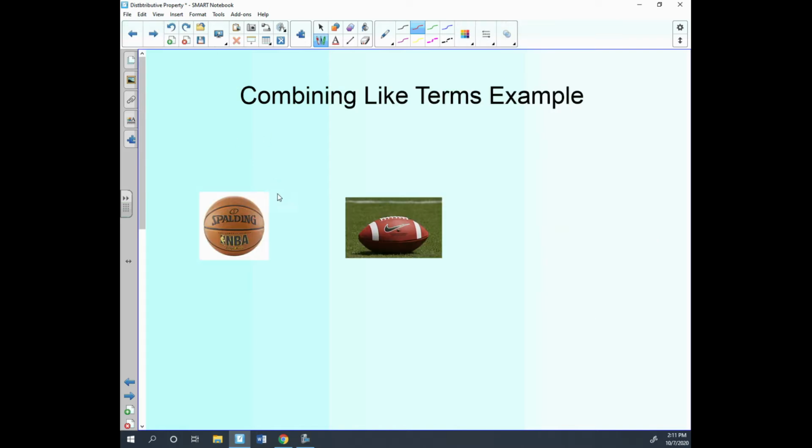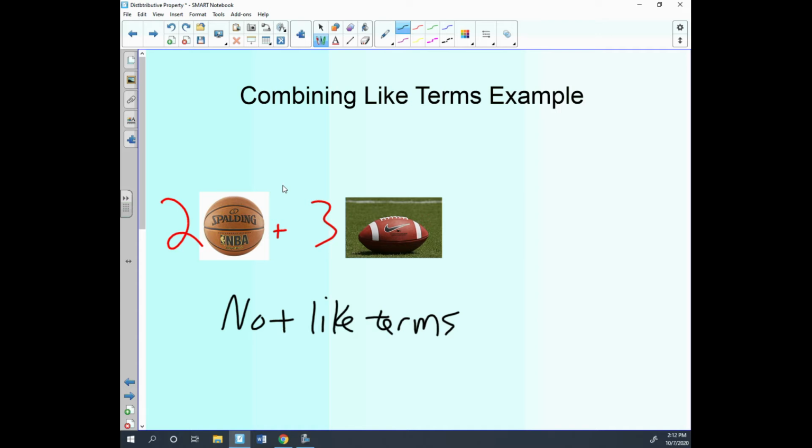So let's take a look at a couple problems. I like to think of it as an example of something like this. If I had 2 basketballs, so just pretend this is 2 basketballs, and I had 3 footballs. Right now, do I have 5 basketballs? No, I have 2 of them, right? And do I have 5 footballs? No, I have 3 of those. Those things are not like terms. So I cannot combine those. I have simply 2 of the one thing and 3 of the other, right?